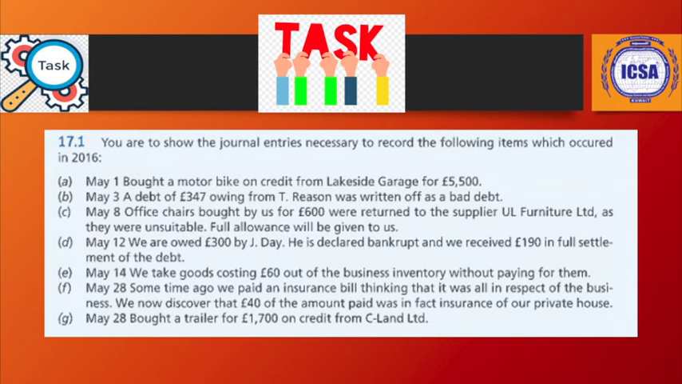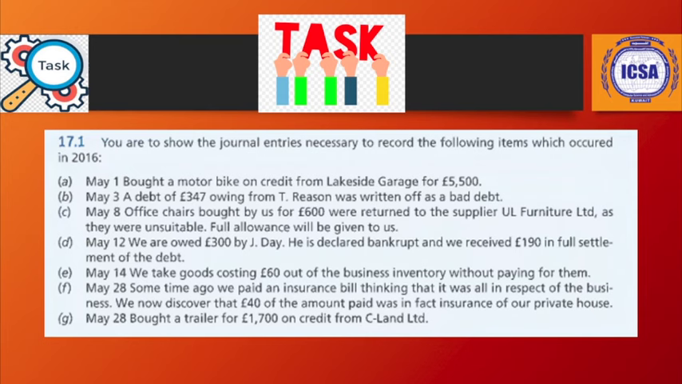So that is a returns entry. Next, we are owed 300 by J-Day. He is declared bankrupt and we received 190 in full settlement of the debt. Next entry, we take goods costing 60 out of business inventory without paying for them. Some time ago, we paid an insurance bill thinking that it was all in respect of the business. We now discover that 40 of the amount paid was in fact insurance of our private house. So like it was drawings, but it was recorded as a business expense.